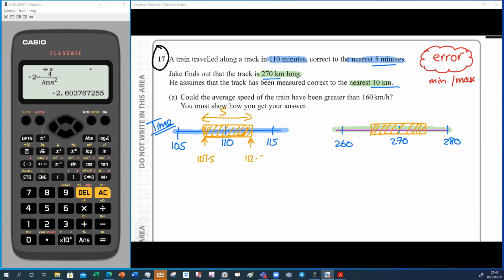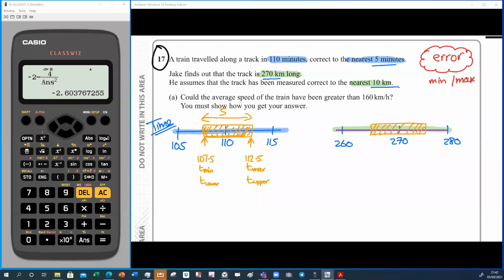112.5. So you're literally working at the middle of those: 110, 115, 105, 110. Basically, you subtract them, divide by 2 and add on, or you can just add the two numbers and average them. But yes, you could probably just look and say, I know what those values are. So that's going to be my time min. That's going to be my time max. Or we say this is the time lower bound, or this is the time upper bound.